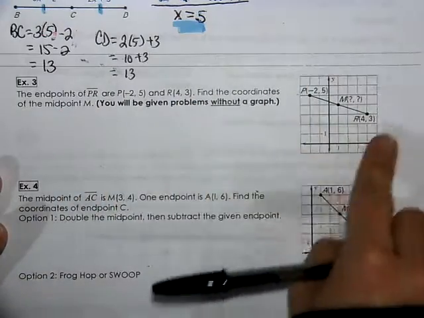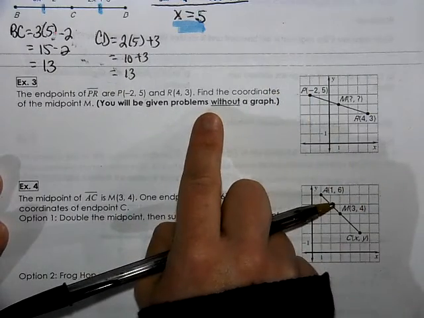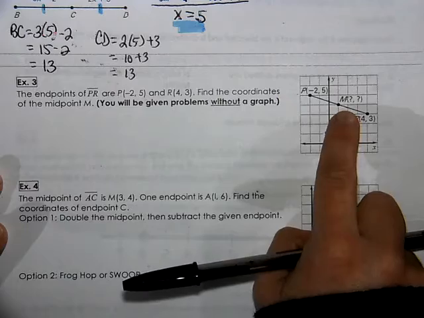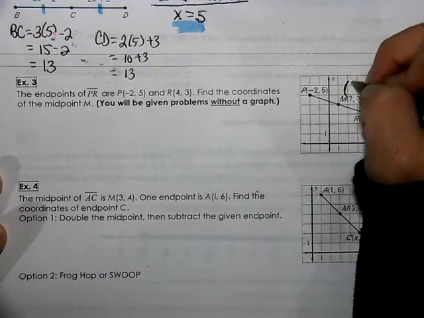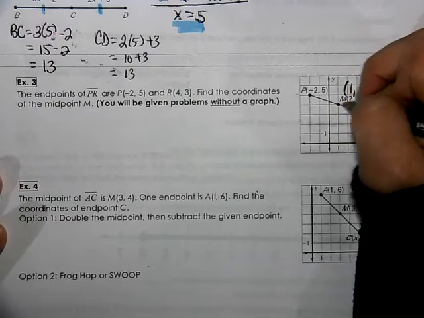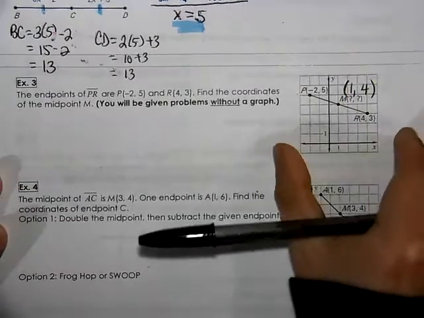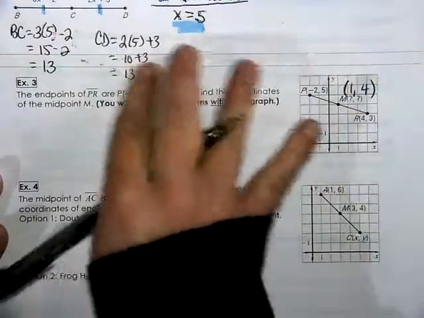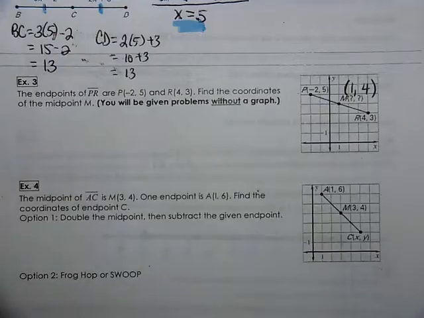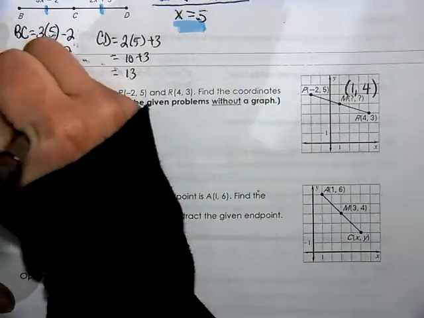Now, although I've given you a graph right here, a lot of the problems will not have a graph. So I can see right here that it appears that the answer is going to be 1, 4. That's what it appears to be. But like I said, a lot of times you will not be given a graph, and maybe the numbers that you will receive will be really big, so it won't make sense for us to graph. And instead, we would use the midpoint formula.